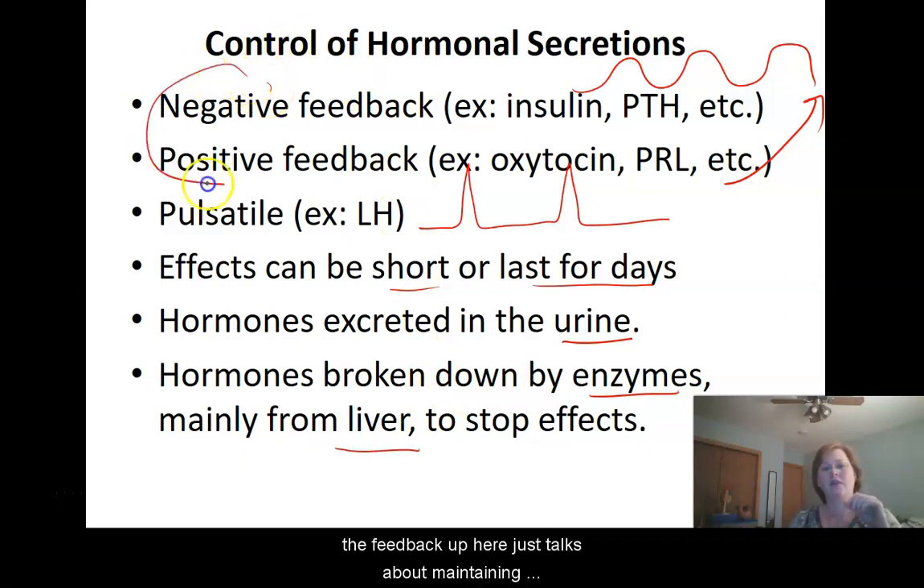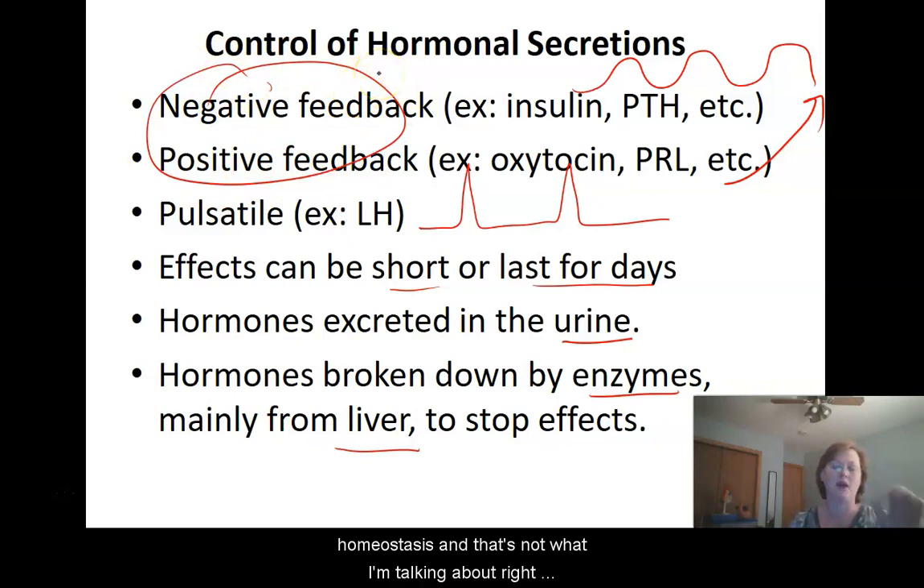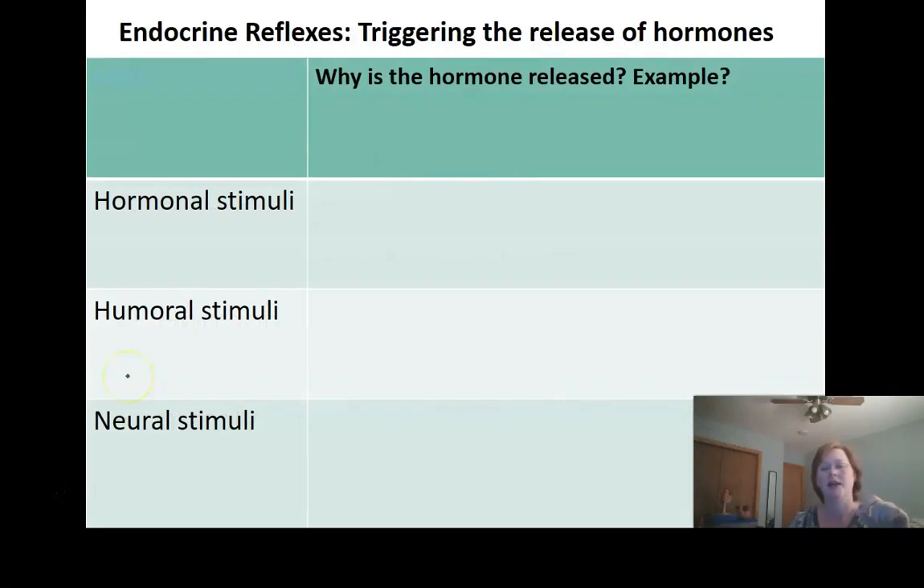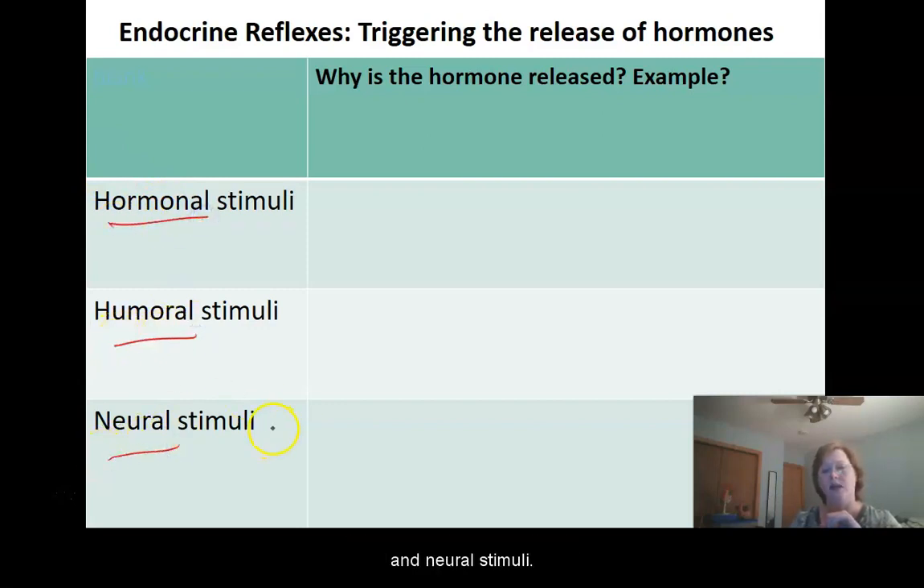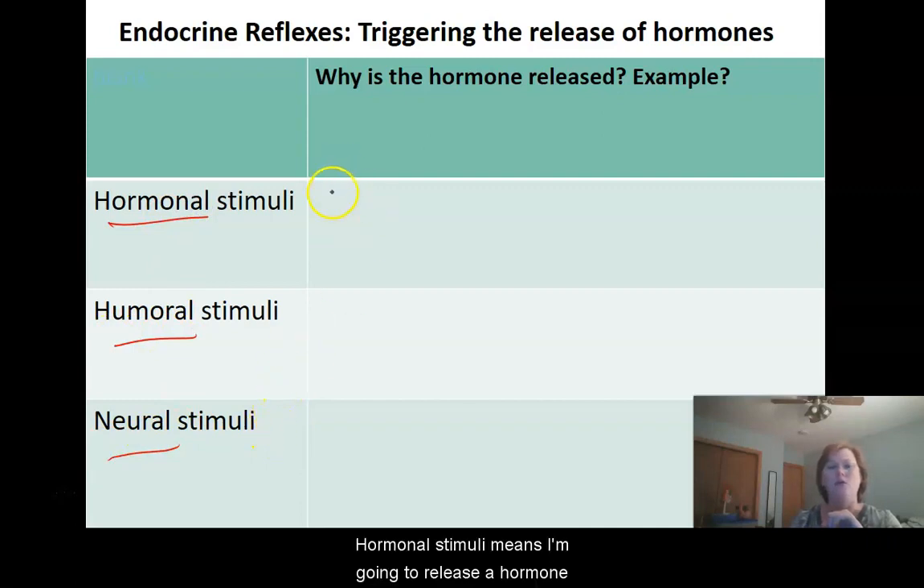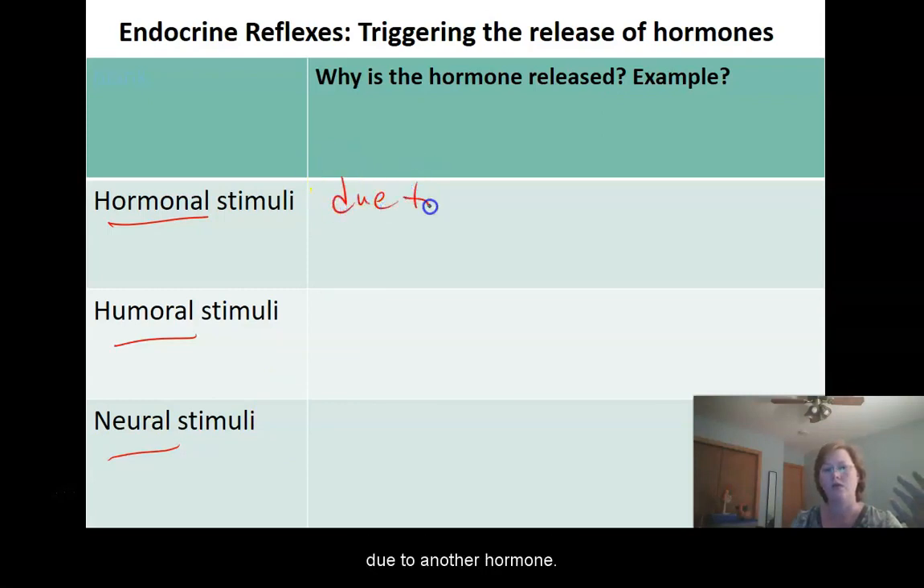Now, the feedback up here just talks about maintaining homeostasis, and that's not what I'm talking about right now, though. What I want to focus on for the next couple minutes is how do we get a particular gland to release its hormones? Well, we can do it one of three ways. We can use hormonal stimuli, humoral stimuli, and neural stimuli. Hormonal stimuli means I'm going to release a hormone due to another hormone.